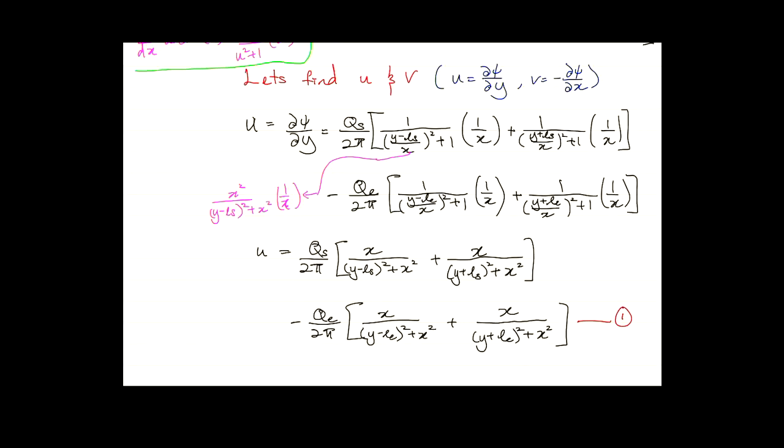So I'm just going to call this equation 1. Similarly, I can do the same thing to find my velocity v. Since everyone understands how I got velocity u, velocity v is going to be very easy as well. You can do it at home. I'll show you the results here. Not psi, it's v equals negative del psi over del x.